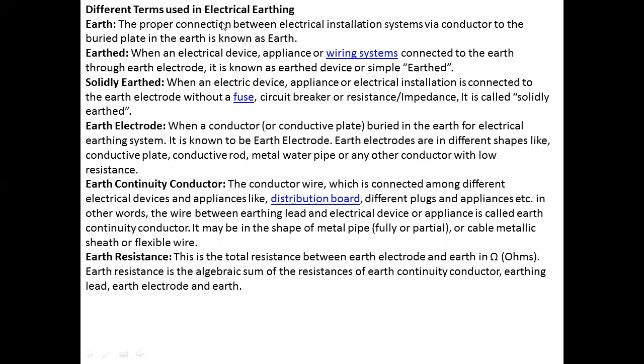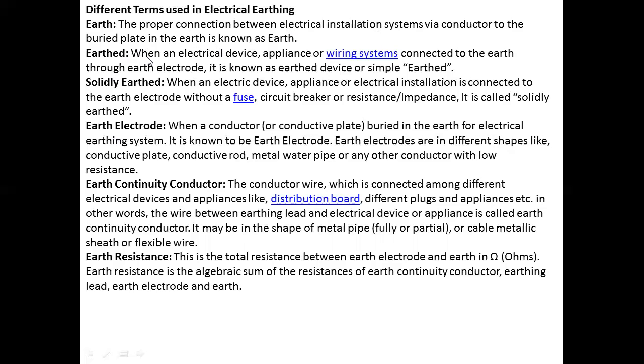Different terms used in the electrical earthing system. The terms are: earth, solidly earthed, earth electrode, earth continuity conductor, and earth resistance. These are the common terms we will come across while discussing the earthing system. The earth means connecting the earth electrode and electrical installation: the proper connection between the electrical installation via a conductor to the buried plate in the earth. That we can call earth.